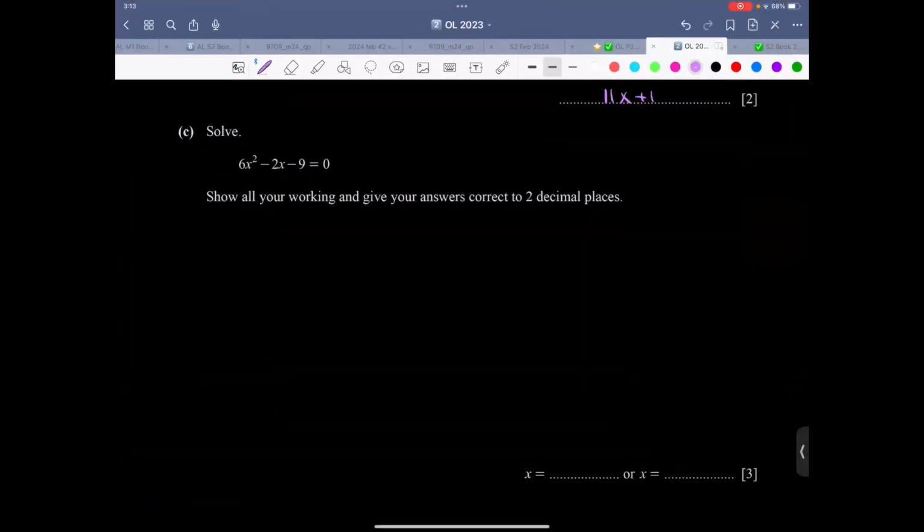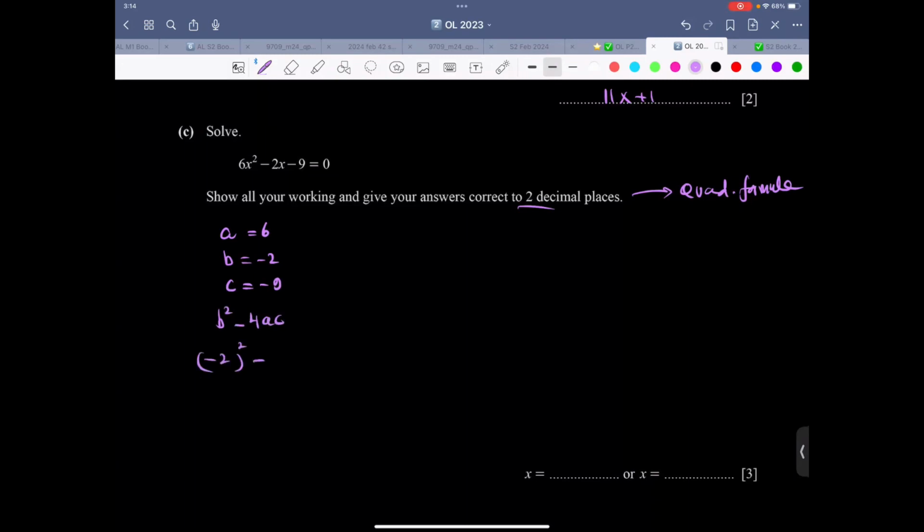Now, we have to solve this equation. Show all your working, giving your answer correct to 2 dp. That means definitely it's a question of the quadratic formula. So now A is 6, that's the coefficient of x squared. B is negative 2. C is negative 9. Let me first evaluate b squared minus 4ac. That is (minus 2) whole squared minus 4 into 6 into minus 9. This will become positive.